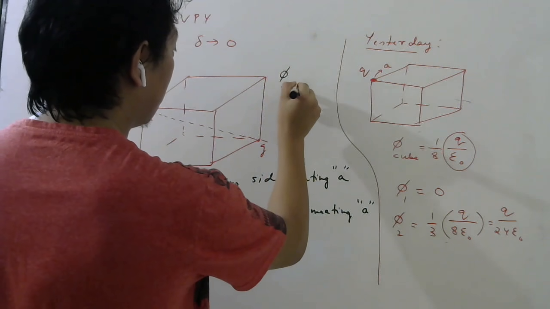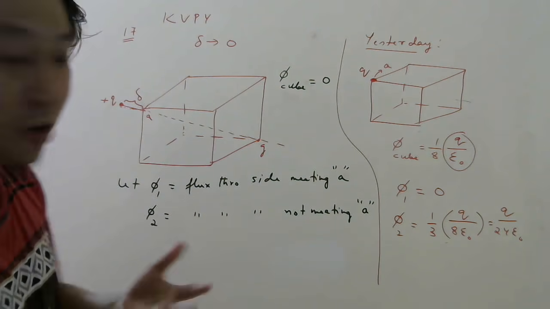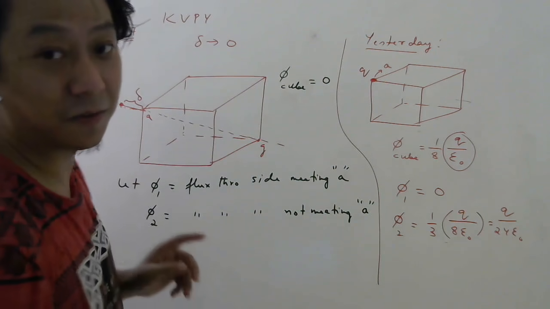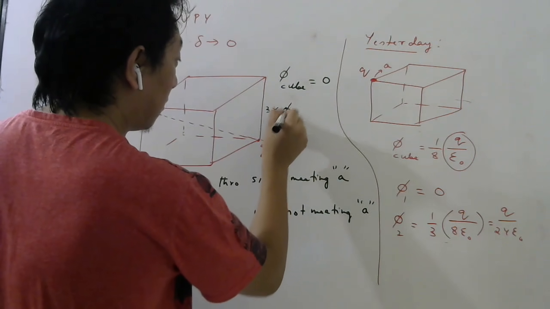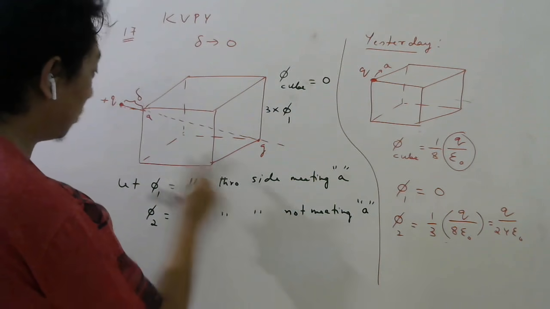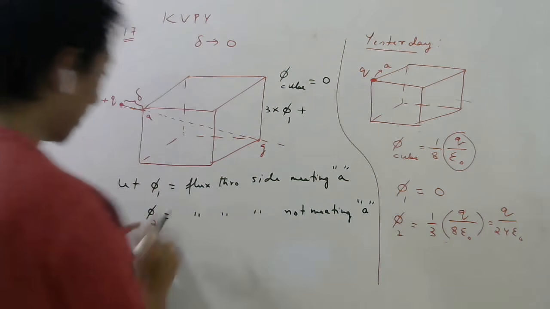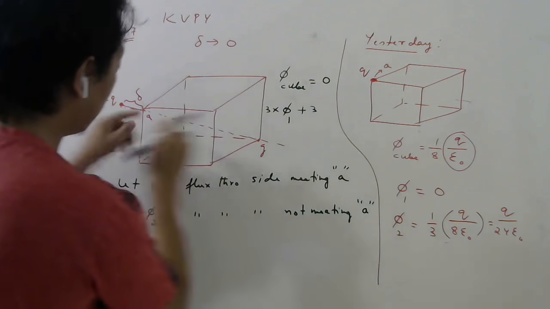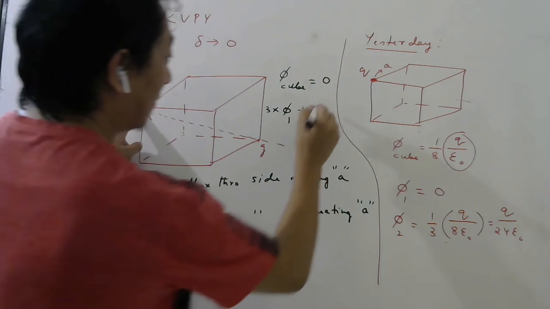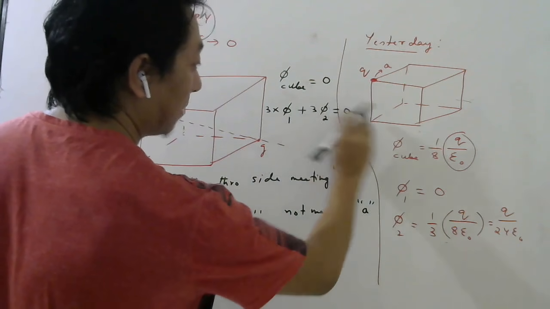Flux through this cube will be what? 0, because there is no charge inside. So if you use Gauss law for this cube, you must get 0. Now I can write flux through the cube as 3 times flux through the face which is meeting A, because there are 3 faces, plus 3 times flux through another 3 faces which do not meet point A. That should be 0. 3 and 3 I can cancel by taking this side.